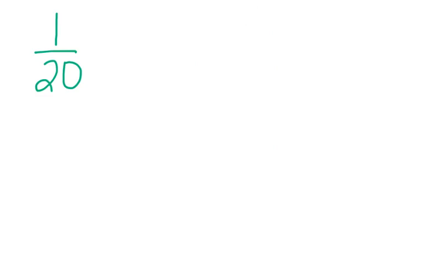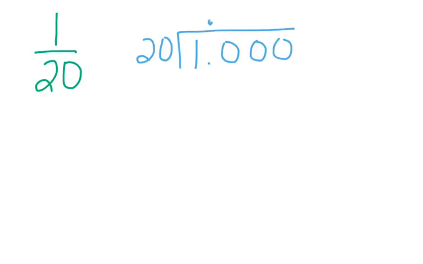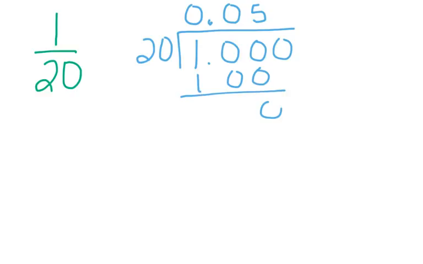All right. And another example, 1/20. So again, I'm going to do 1 divided by 20. I'm going to add decimal point, some zeros, bring my decimal into my quotient. 20 does not go into 1. 20 does not go into 10. 20 going into 100 is 5 times. Subtract. So 1/20 is the same as 0.05 or 5/100ths.